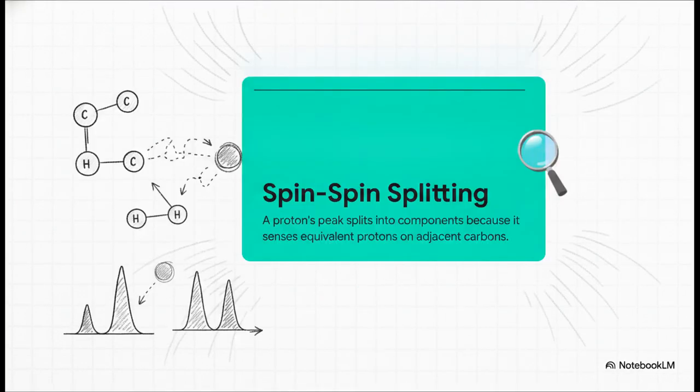And that brings us to a really core concept called spin-spin splitting. This is literally the chemical readout of these molecular neighbors interacting with each other. When a proton senses the spin of its neighbors, the single clean signal, or peak, that we'd normally expect to see on an NMR graph actually gets split up into multiple distinct components. It's kind of like the neighbor is whispering to the proton, altering its energy state just a tiny, tiny bit, which our machine then detects.